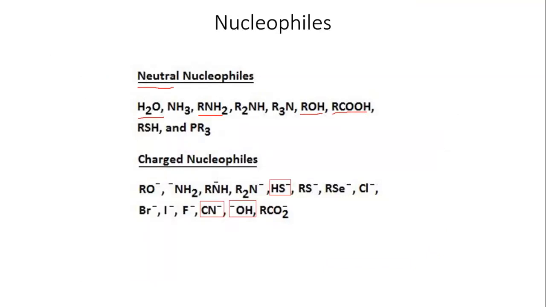Then we have charged nucleophiles, so we have alkoxides, which are very strong basic nucleophiles, and hydroxides as well. All of these types of species are searching for positive charge. They're very negative. They want to get positive charge to balance it.